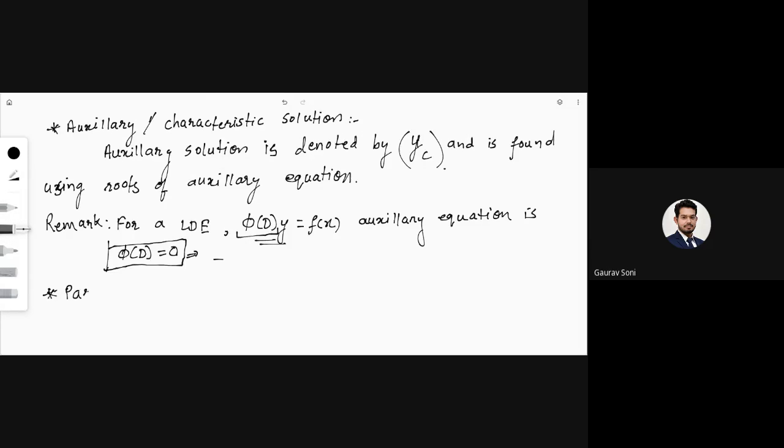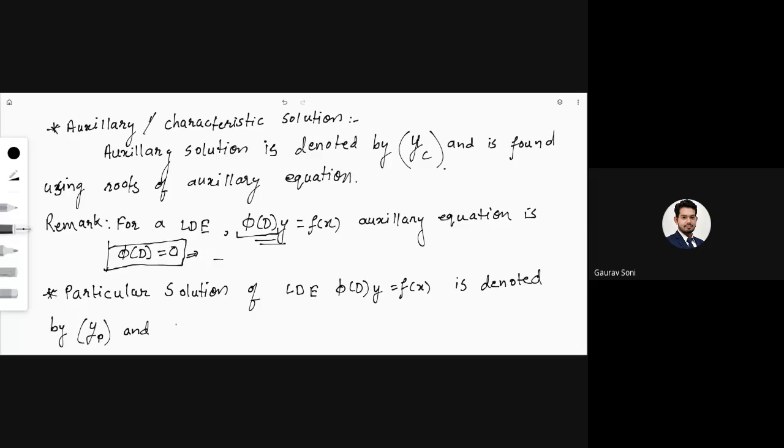The particular solution of a linear differential equation phi of d acting on y is equal to f of x is denoted by yp and can be found using f of x.